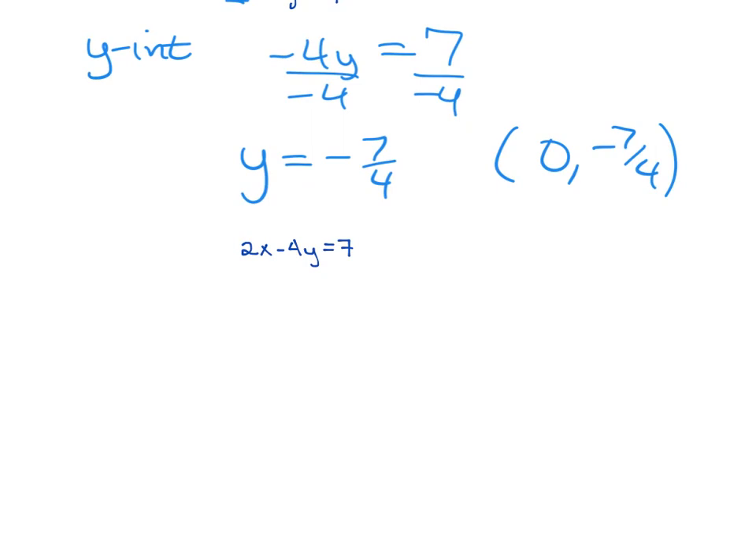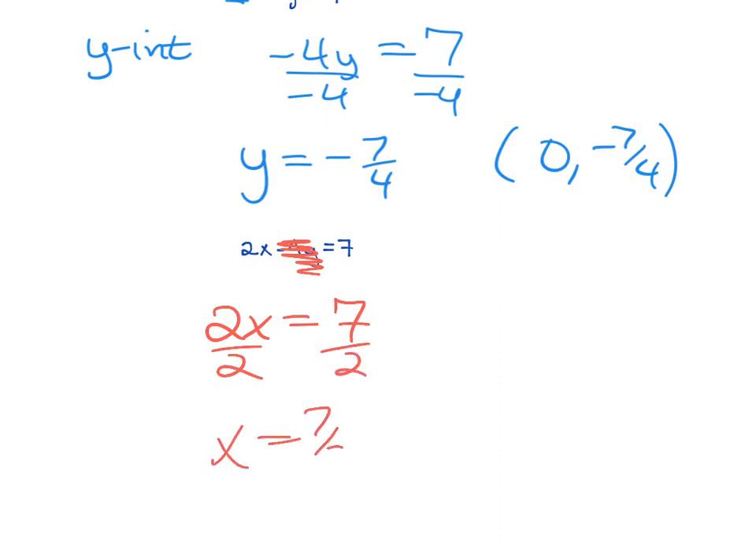I'm going to do the same thing to get my x-intercept. So to get my x-intercept, I cover up the y term. And now I'm going to solve what's left. 2x equals 7, divide by 2, and x equals 7 over 2. As a coordinate, 7 over 2, comma 0.